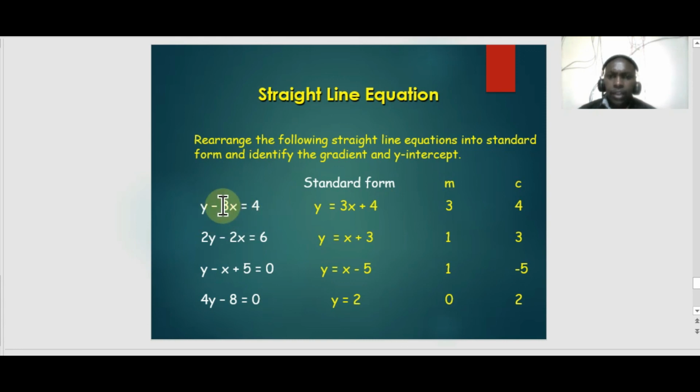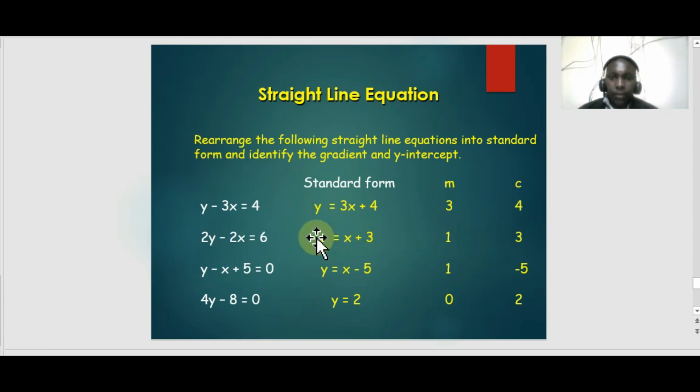So you take this negative 3x to the other side, by adding 3x to both sides, and this is what you're going to get. The gradient is the coefficient of x, which is 3. The y-intercept, which is the point at which the line cuts the y-axis, is 4.